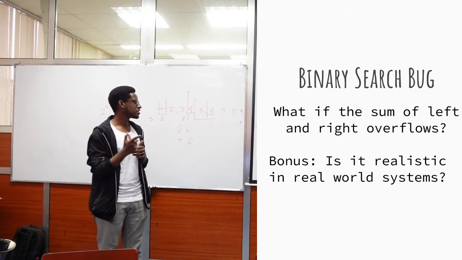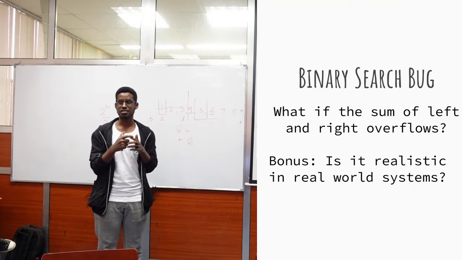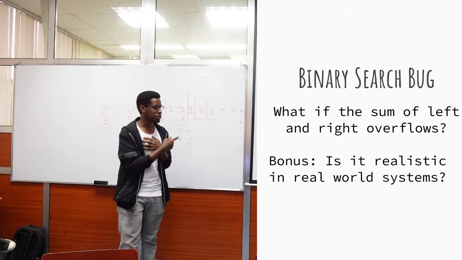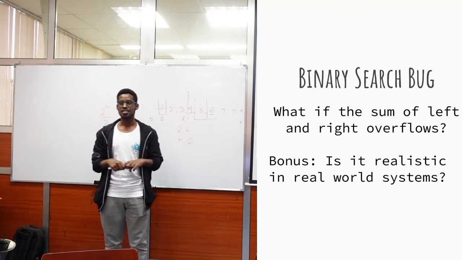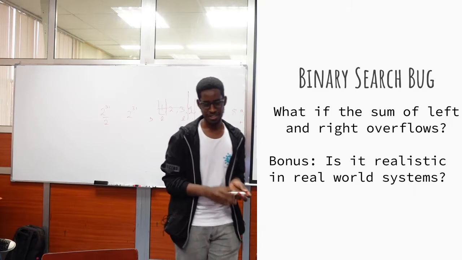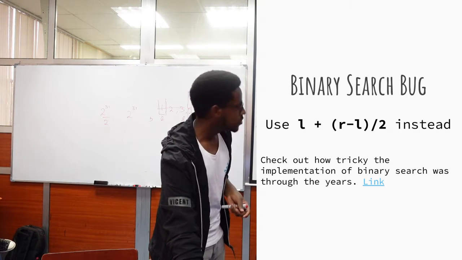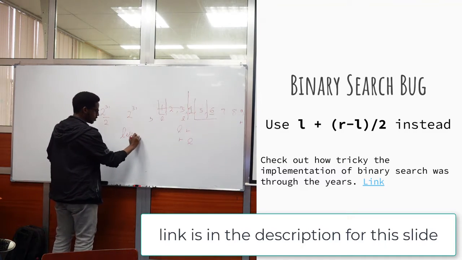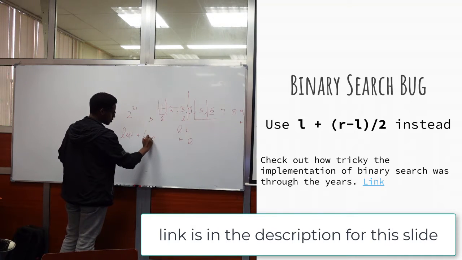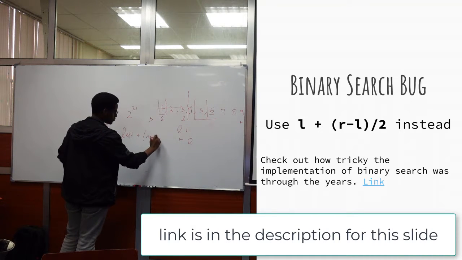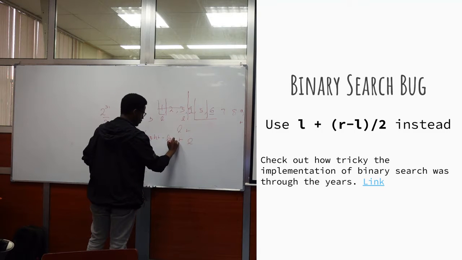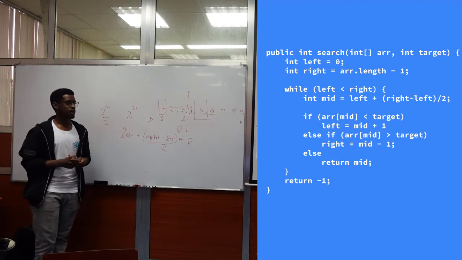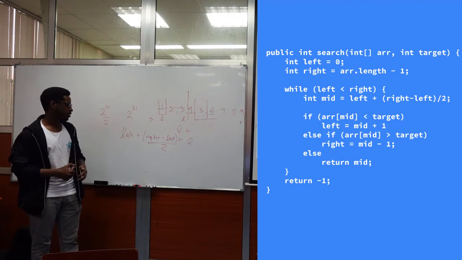In Google or big companies, it might work, but in the real world, like in our normal PCs, it would fail because 2 raised to 31 would have around 8 gigabytes of memory size, and that would definitely break our system. And yeah, what we do is use left plus right minus left over 2. We use this one instead because this will guarantee us that the implementation will work.